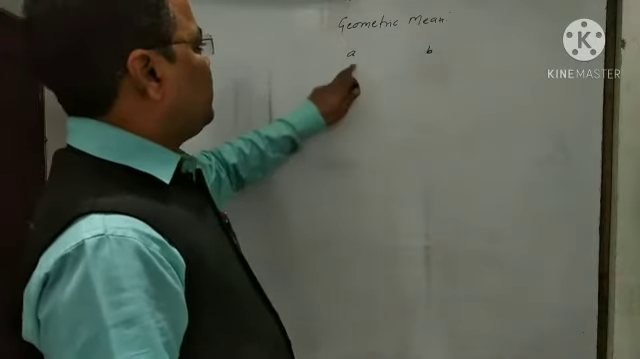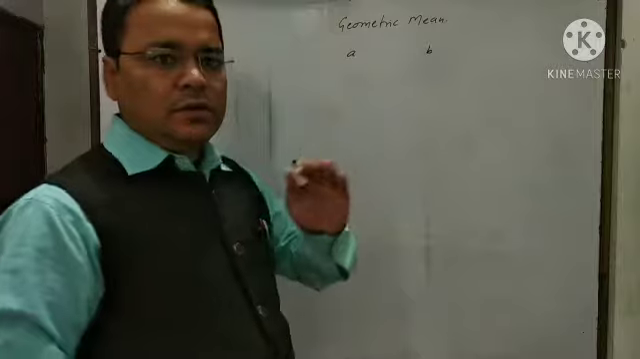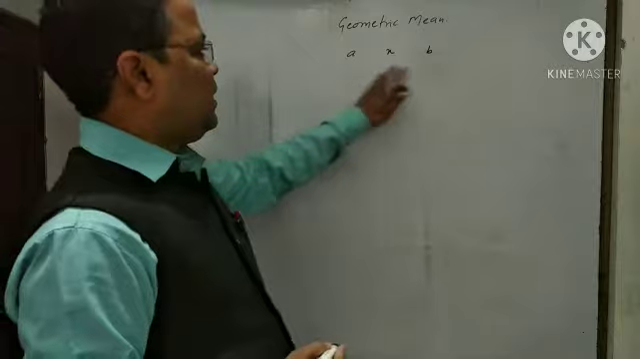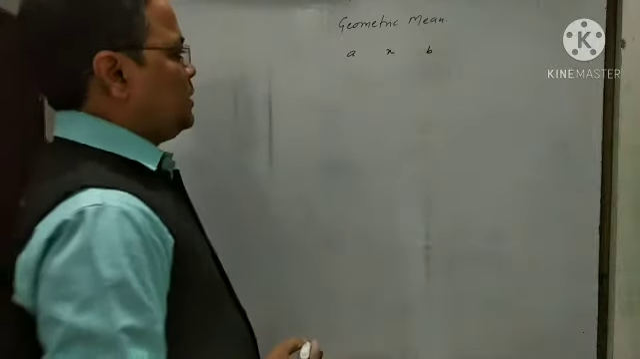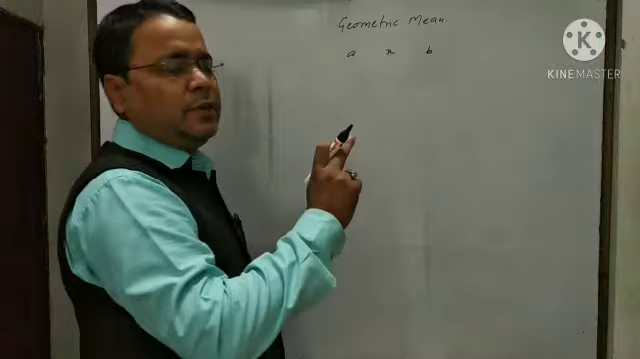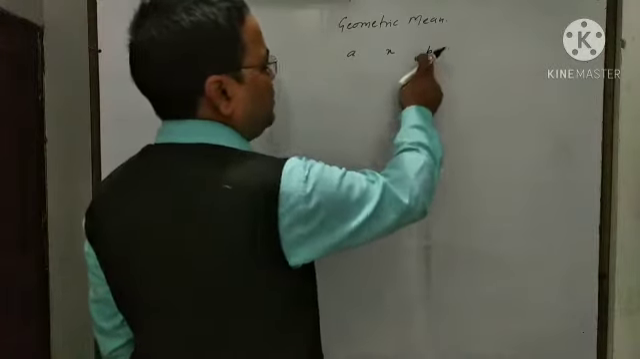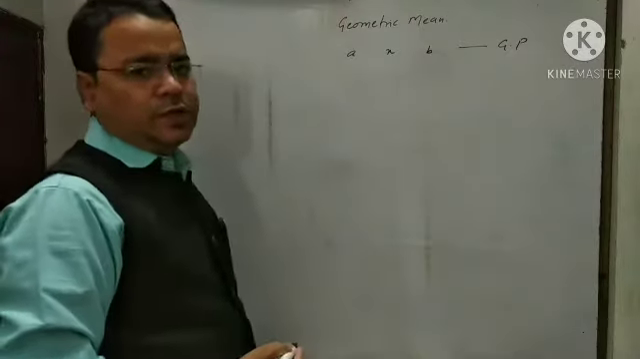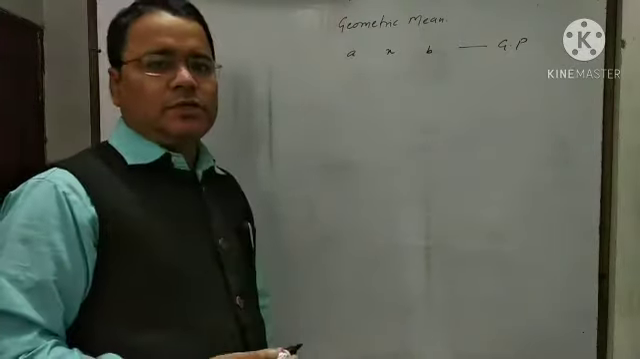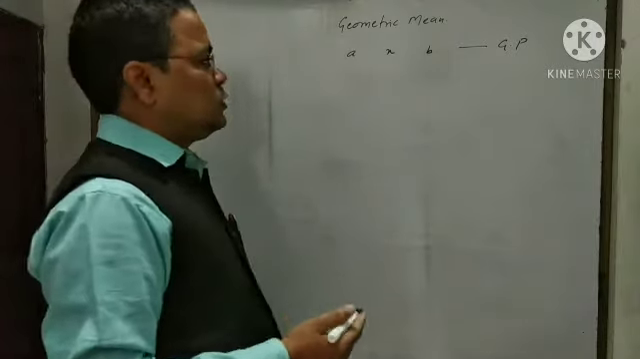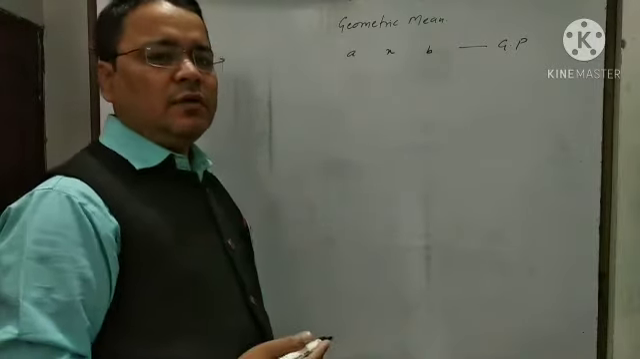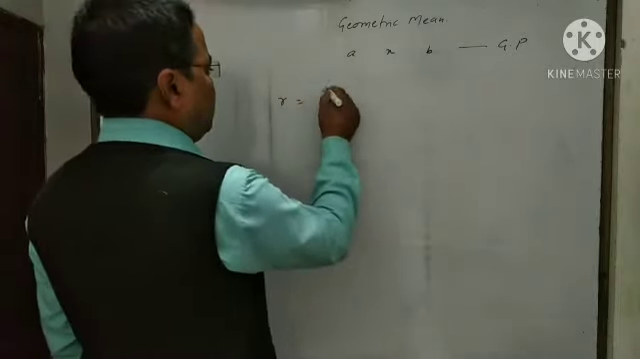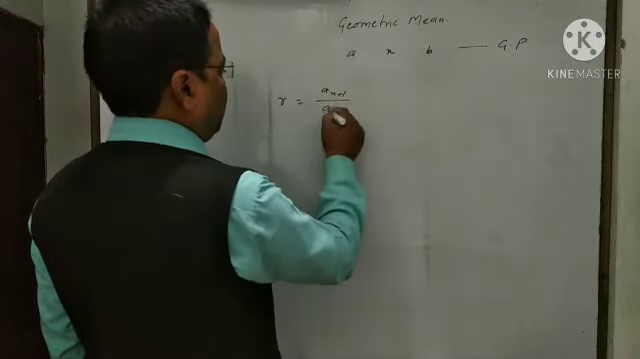Let the geometric mean between a and b be x. Just imagine that the geometric mean between a and b is x. In that case, if we put x as a geometric mean, then a, x and b will be in geometric progression. And we know that in geometric progression, the ratio of two consecutive terms is always constant, which is called the common ratio. Means r is equal to a n plus 1 upon a n.